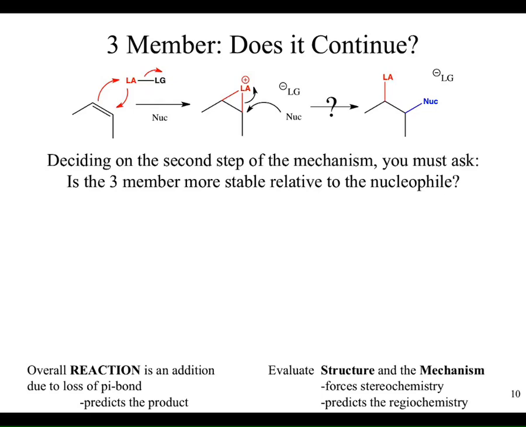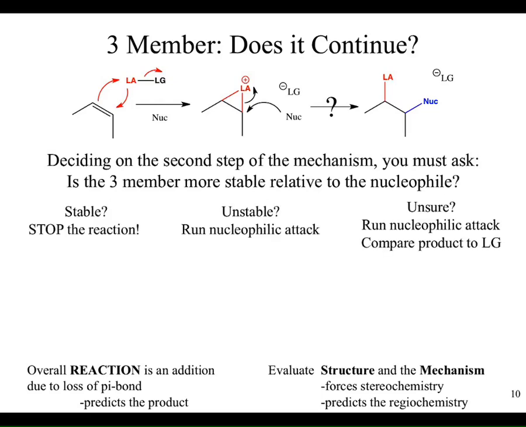Does it continue? Once we've done the reaction and placed that first atom on, do we continue to react afterwards? Well, that's going to come back to stability, and it's really going to be stability back to the nucleophile. So consider, if it's stable, stop the reaction. If it's unstable, then we should do a nucleophilic attack. If you're unsure, then do the nucleophilic attack anyway and look at that product. If that product is really, really ugly, then you probably shouldn't have done it, and it was probably stable to begin with.